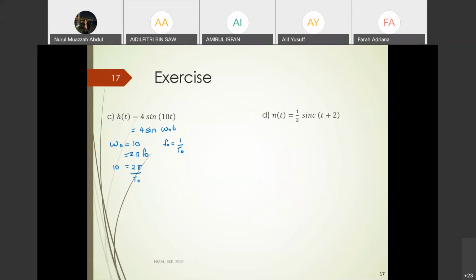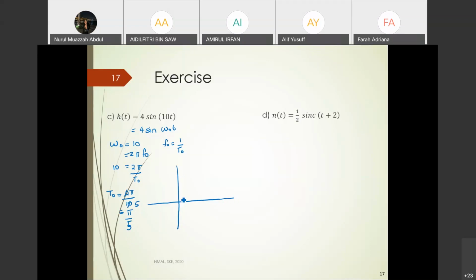So can you solve for t naught? t naught is equivalent to 2 pi over 10. Solving for t naught, you will get pi divided by 5. So one period here is actually pi over 5. So you must know how to draw a sine function.